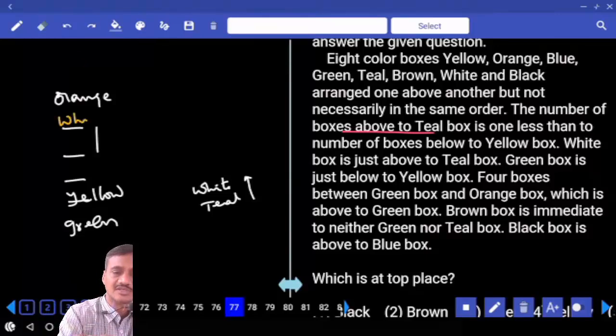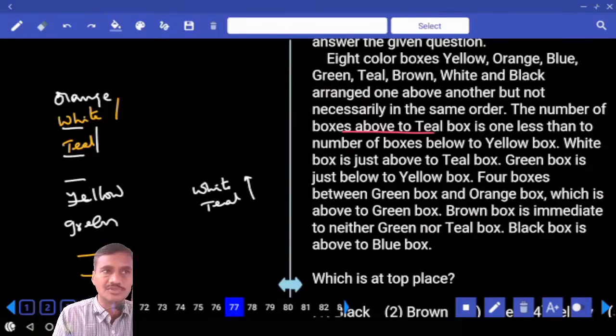Next let us take white and teal here. Now if you take white and teal like this, how many boxes are above this teal box? 2, isn't it? Hence below this yellow there must be 3, because the number of boxes above teal is 1 less than the number of boxes below yellow. Below yellow 3, above teal 3 - 1, that is 2. Hence how many boxes were there? 8 boxes. And white and teal were adjacent to each other.